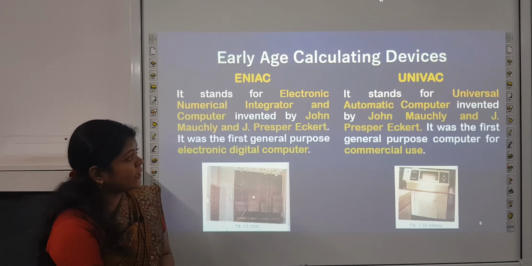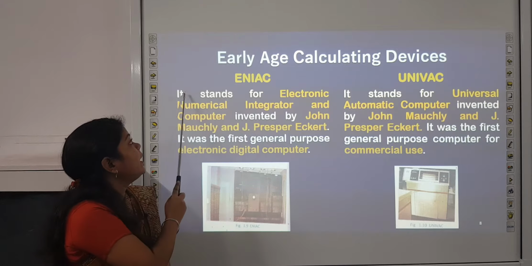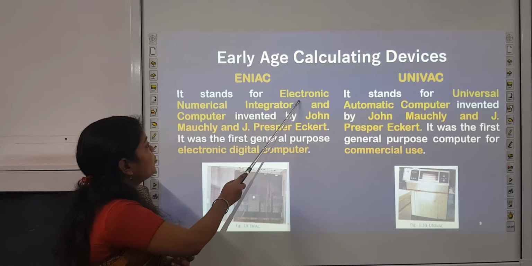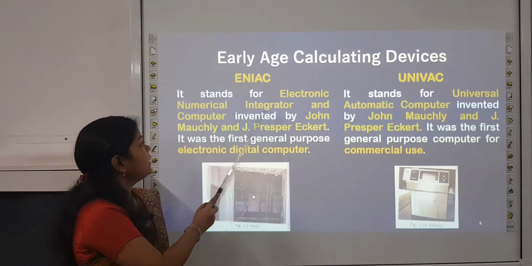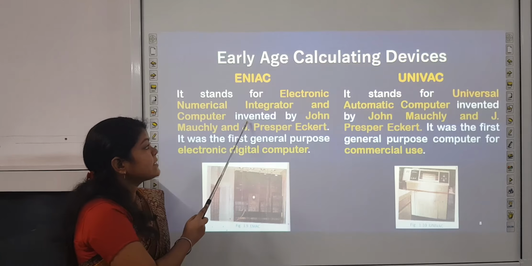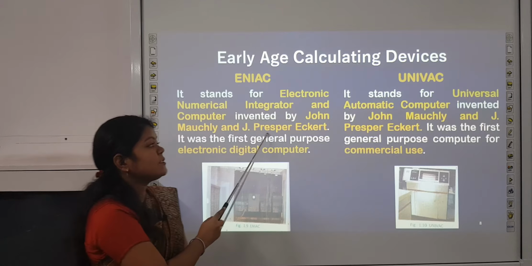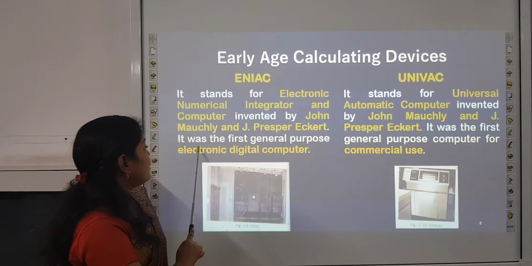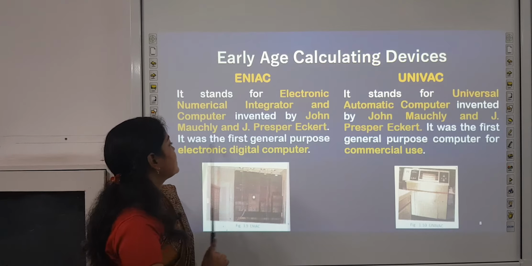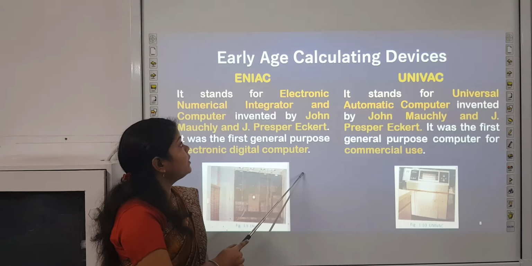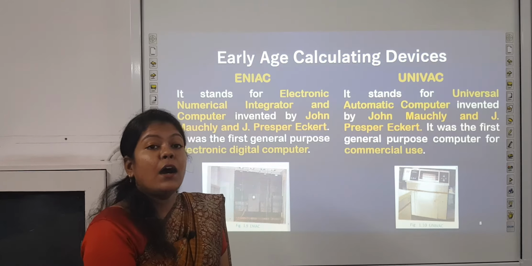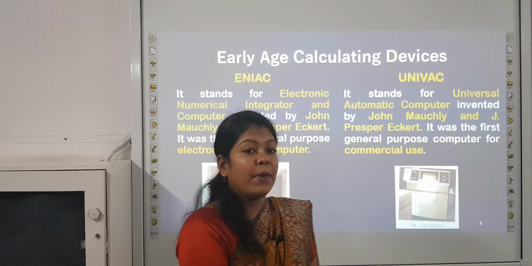Our next calculating device is ENIAC. It stands for Electronic Numerical Integrator and Computer, which was invented by John Mauchly and J. Presper Eckert. It was the first general purpose electronic digital computer. ENIAC is 1000 times faster than Mark I.